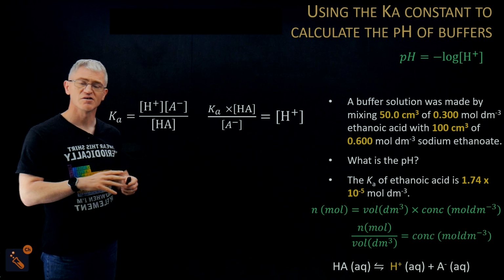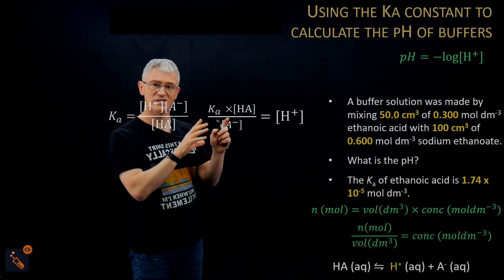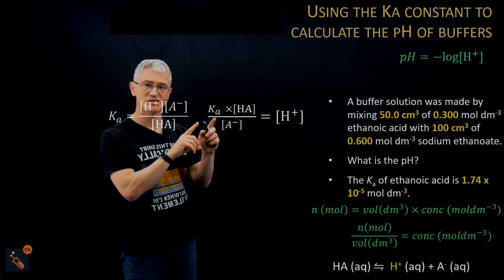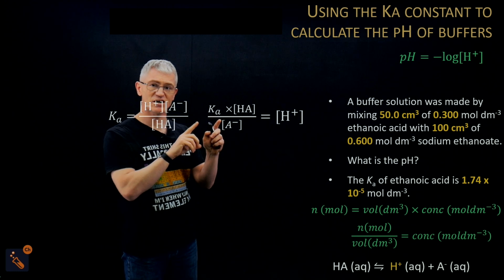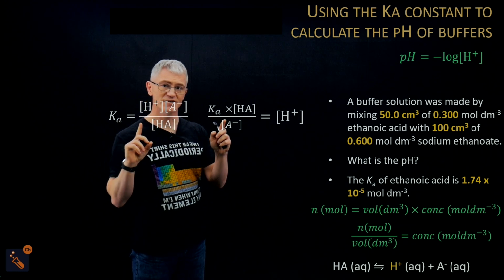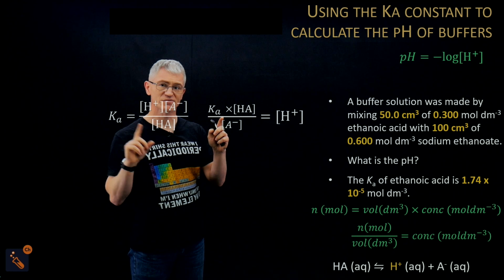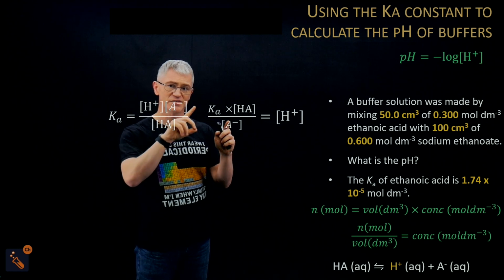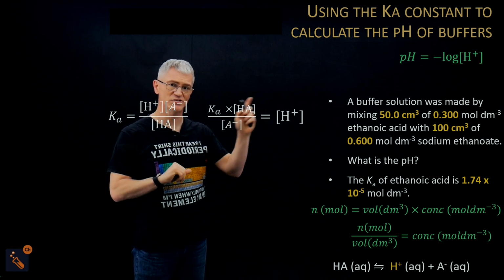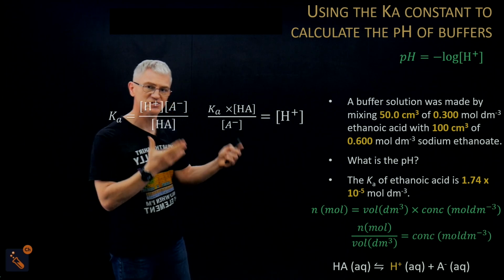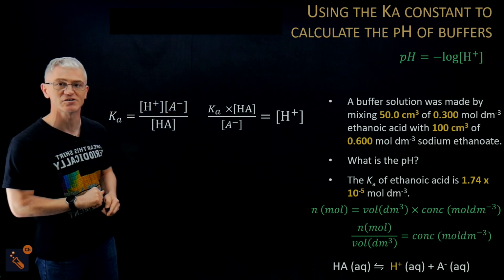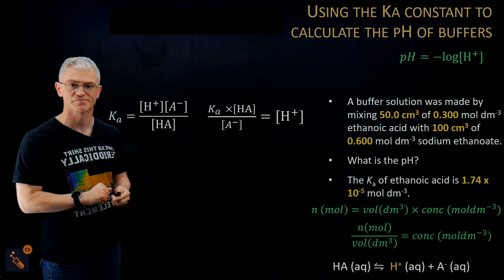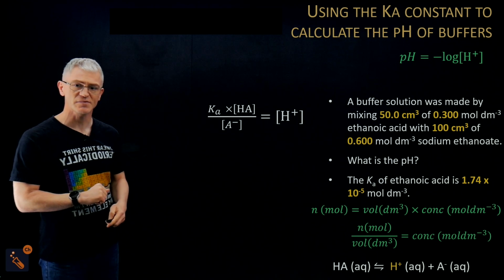Before we go and do that, we have the equation, and in the equation you can see that I've just rearranged it. I've taken the Ka, multiplied it by HA, and then divided by A minus. So just rearrange it to equal H plus, because once it equals H plus, we can use pH equals minus log of H plus concentration. So that's what we need to do.